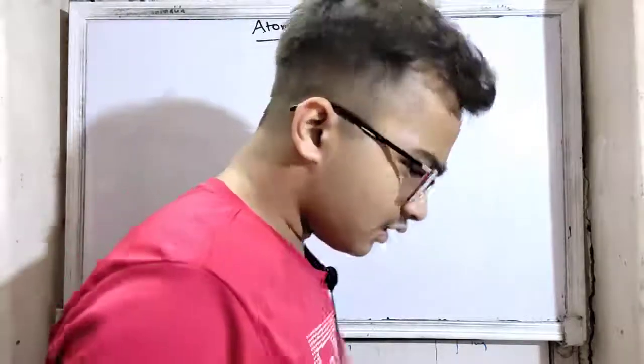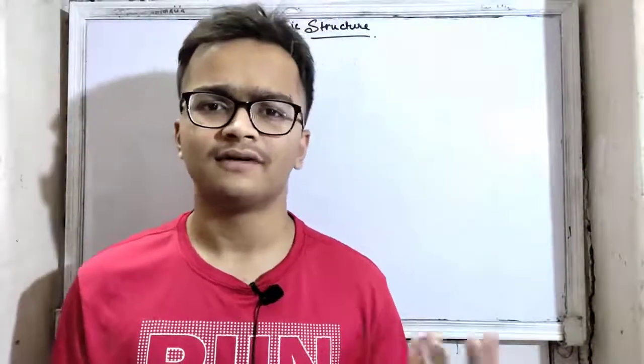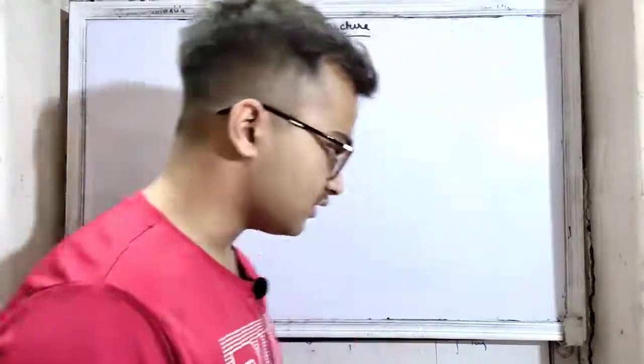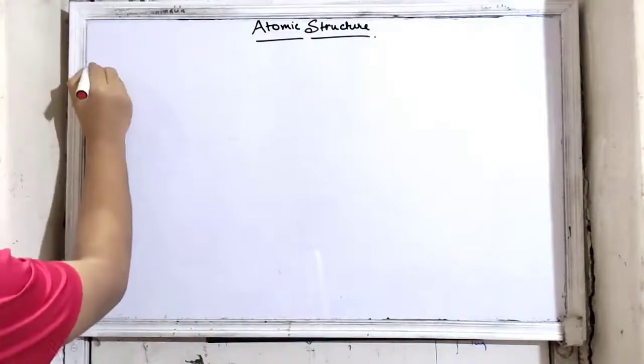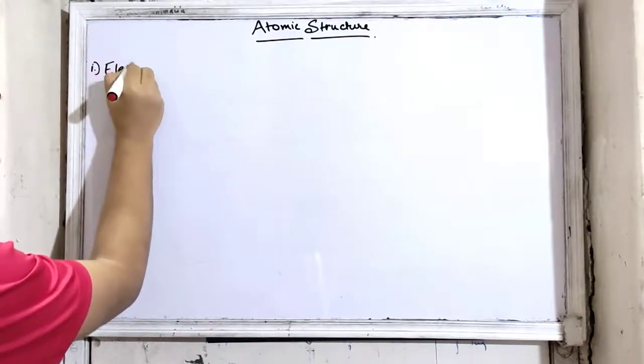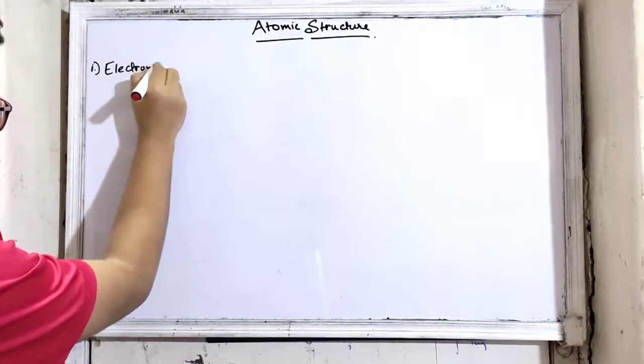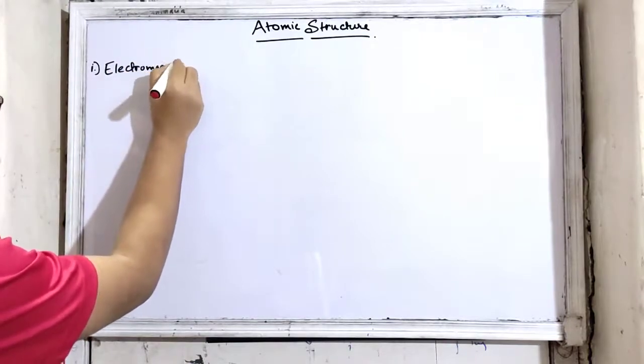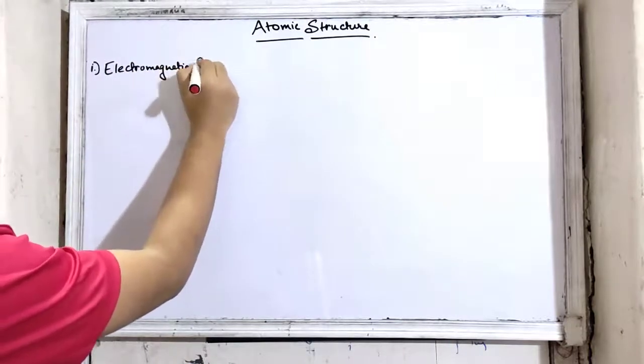Now the first thing which we learn in this chapter is a few formulations, and then we will apply them while doing the sums. So let's start with the first category of formulas which comes in this chapter. It's from electromagnetic radiation. So let's give the heading electromagnetic radiation.